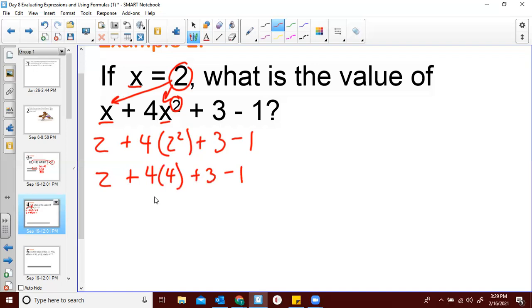Next in PEMDAS, multiplication and division. So we're going to multiply here. We get 16. Then we're just going to finish off left to right. So 2 plus 16 is 18, plus 3 minus 1. 18 plus 3 is 21 minus 1. And that's just going to equal 20.